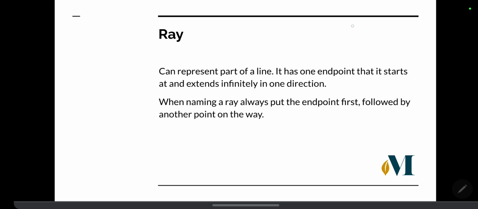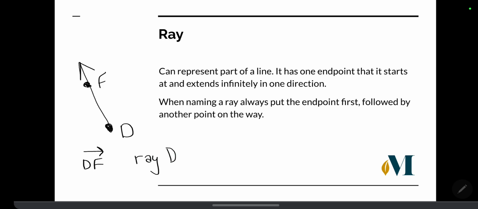So again, let's draw a ray here. Let's say I have a ray that has an endpoint at D and it goes infinitely in this direction. So I'm going to choose another point on the ray and I'll call it F. All right, so we're going to name this ray. We're going to do a little hovering ray here with our endpoint first and then another point on the ray, which we have as F. So we say that to be ray DF. That's how we would speak that term.